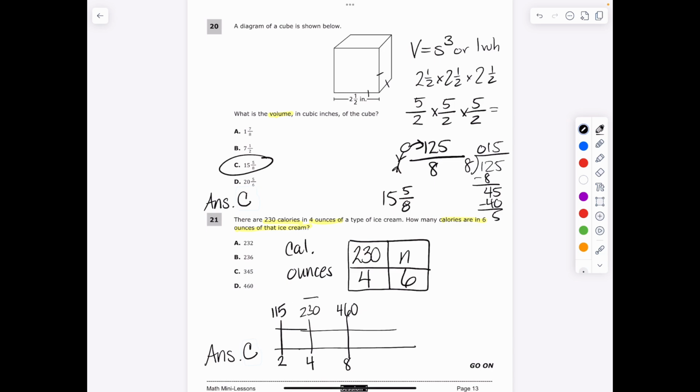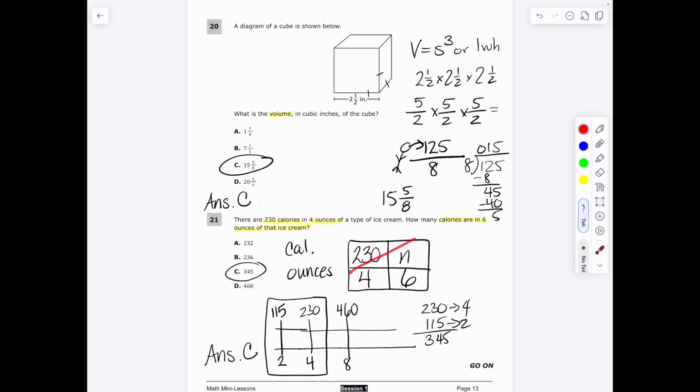So again, just so you can see how I got that. If I knew 4 ounces has 230, and if I know 2 ounces has 115, I can just add them up together to get 345. That's one way, does work. If I did my cross products, because that does take a little bit of a leap to figure out the halving and the pieces, I know that I'm multiplying this way across and across. So 4 times a number is 4n. And 230 times 6.